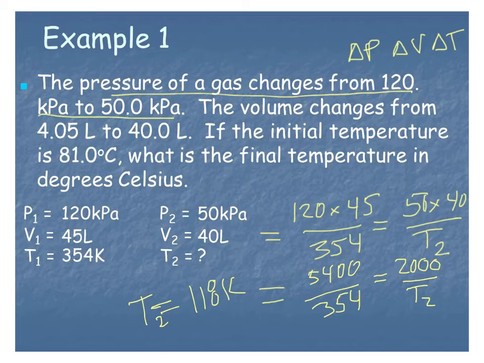Let's do this a different way. So 2,000 times 354 divided by 5,400 equals 131. So 131 Kelvin it should be.